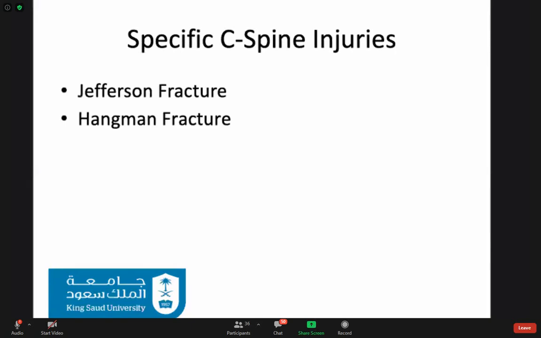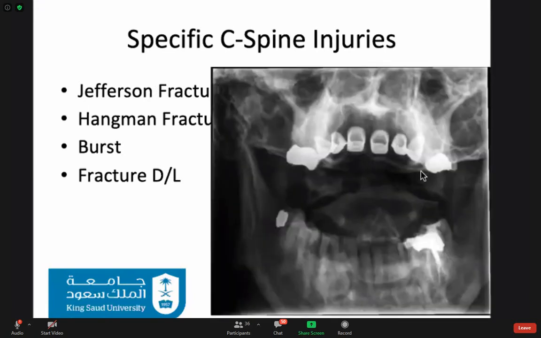Specific C-spine injuries: Jefferson's fracture, Hangman's fracture, burst fracture. You need to know these. Know what the Jefferson's fracture is, what the Hangman's fracture is. A burst fracture, you don't need to know, but I'll show you in a second. Fracture dislocation is not only a fracture. This is the burst fracture, in which you can see the lateral masses have gone away from the central mass. It can happen at any level. It's usually from vertical compression.